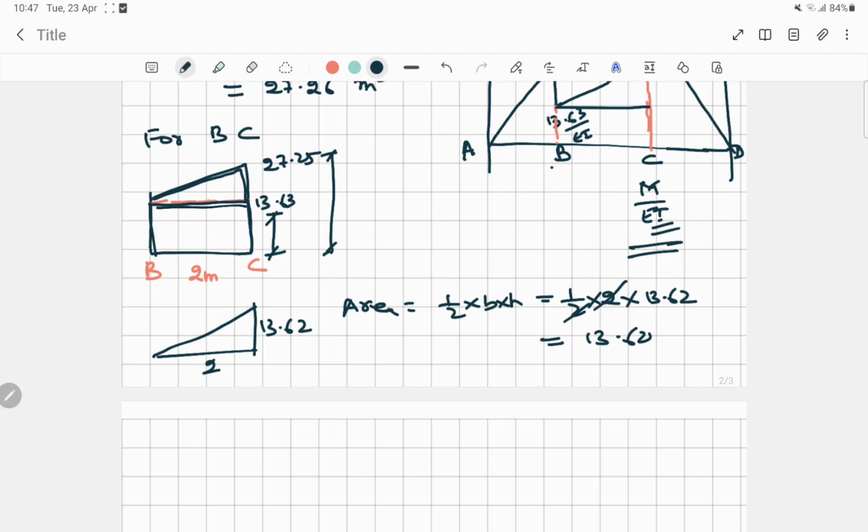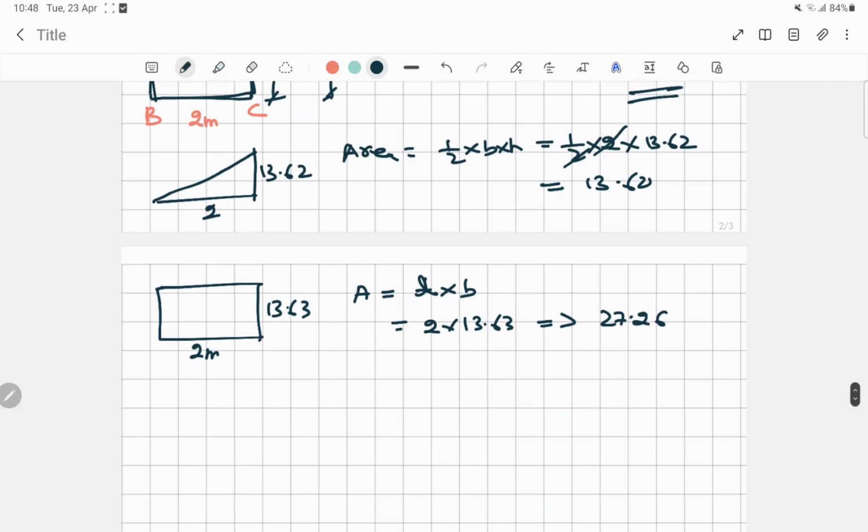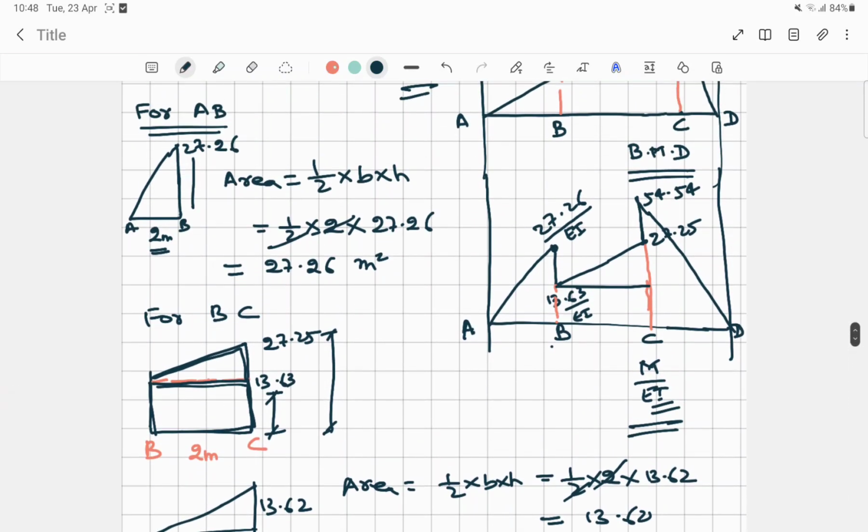Now we'll consider the second area. The height is 13.63 and the distance is 2 meter. The formula is not the same: for a rectangle it will be length into breadth. Length is 2 into breadth 13.63, and we'll get the value of around 27.26.